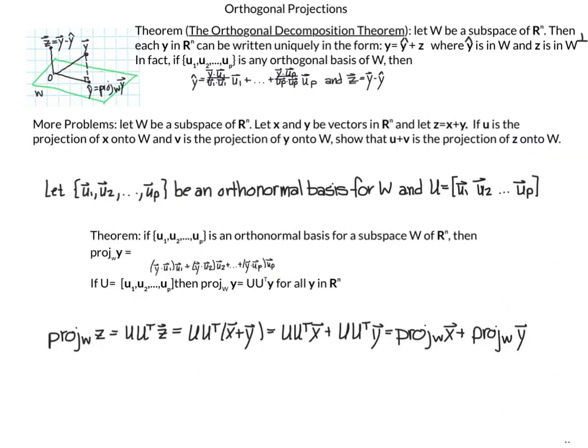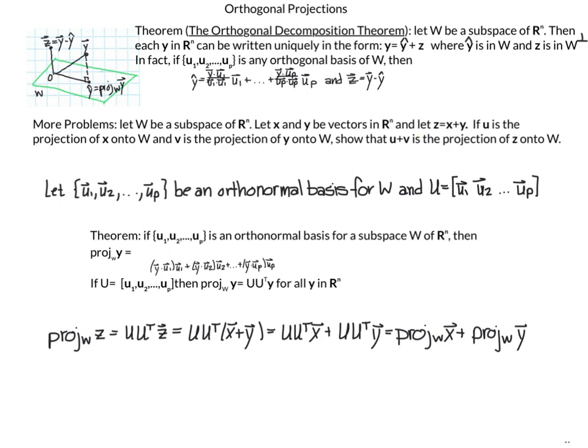The next problem is: if W is a subspace of Rn, x and y are vectors in Rn, and z is equal to x plus y. If u is the projection of x onto W and v is the projection of y onto W, show that u plus v is the projection of z onto W.